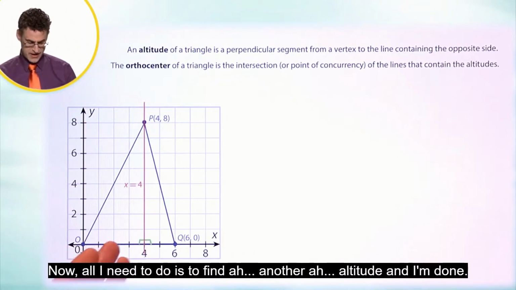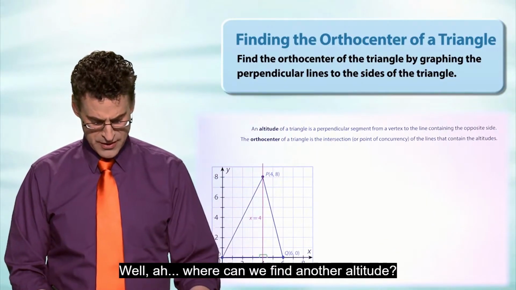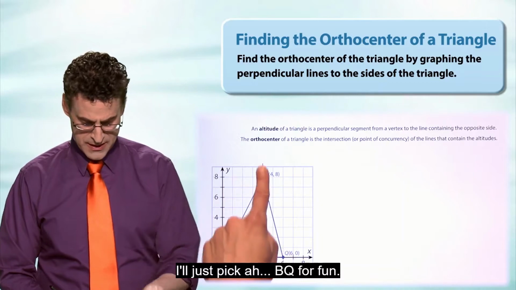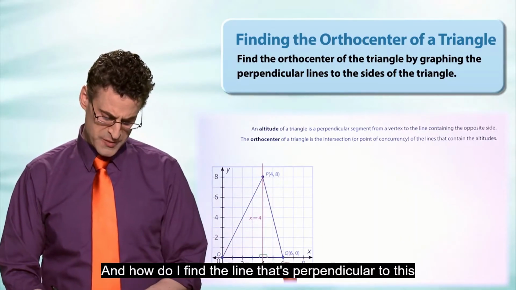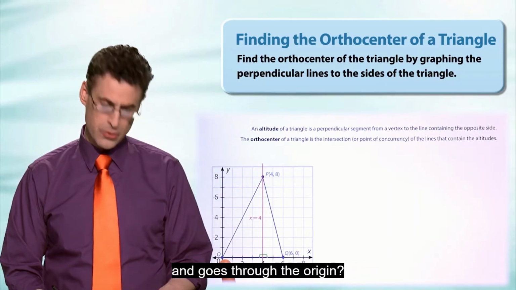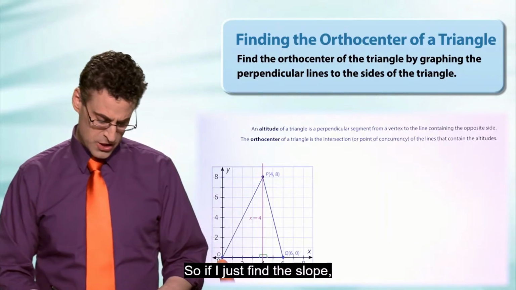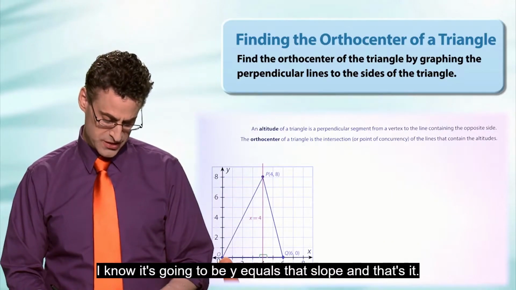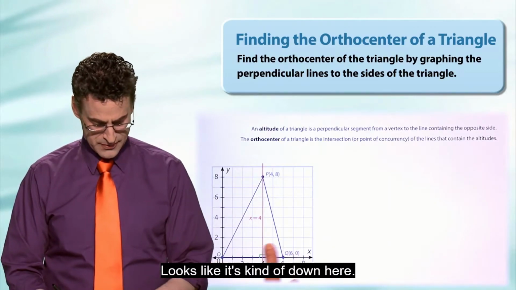Now all I need to do is find another altitude, and I'm done. Well, where can we find another altitude? You could pick either of these sides. I'll just pick BQ for fun. And how do I find the line that's perpendicular to this and goes through the origin? That's going to be an easy point because that's just the point 0, 0. So if I just find the slope, I know it's going to be y equals that slope, and that's it. So what's it going to be? It looks like it's kind of down here. How would I find that?